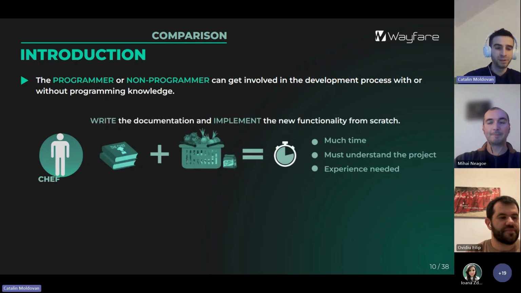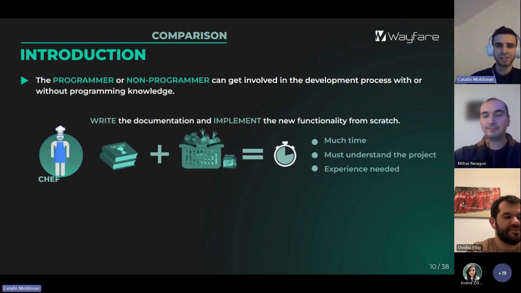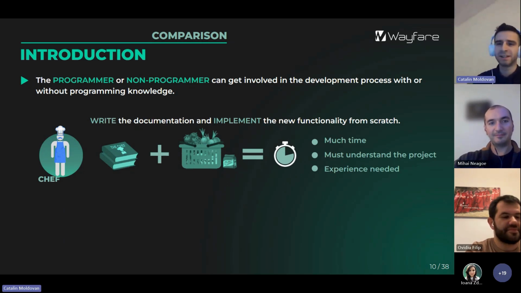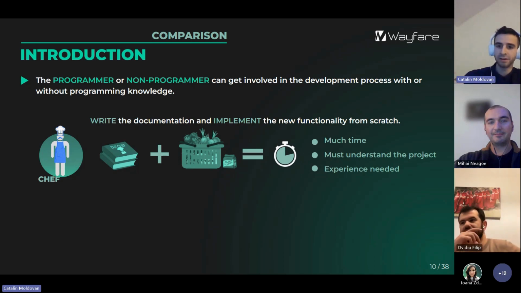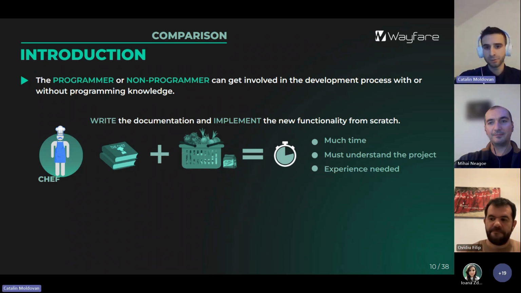So in the traditional method, we have a chef, who is like an experienced developer. He knows the recipe and he uses his ingredients to make the pizza. In this case, a developer has to write the technical documentation for the new functionality. Then he has to write the code for it. This process takes quite some time, and the developer also has to have knowledge of the project and some experience in programming.